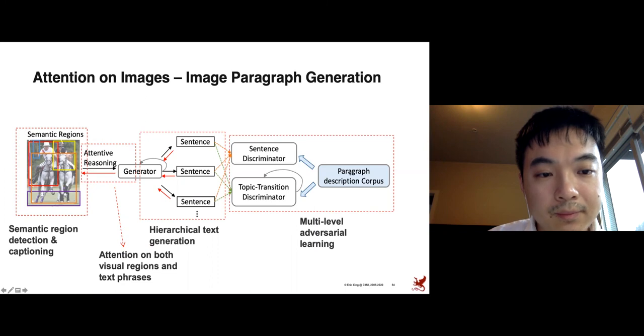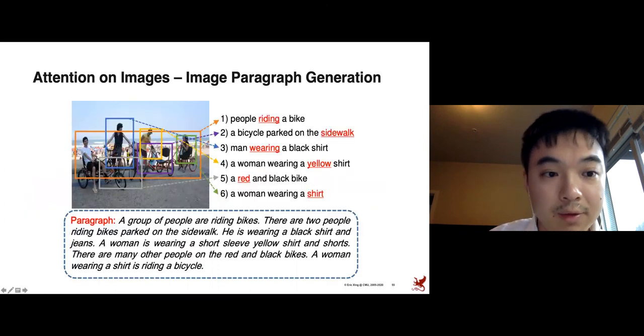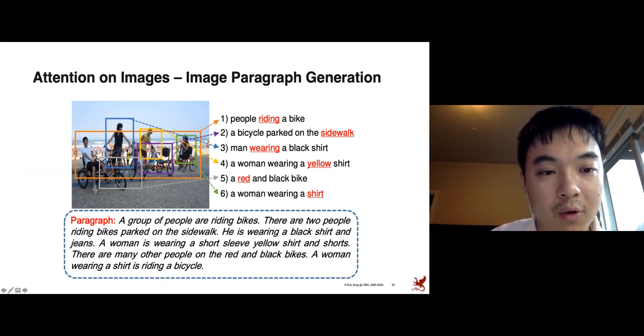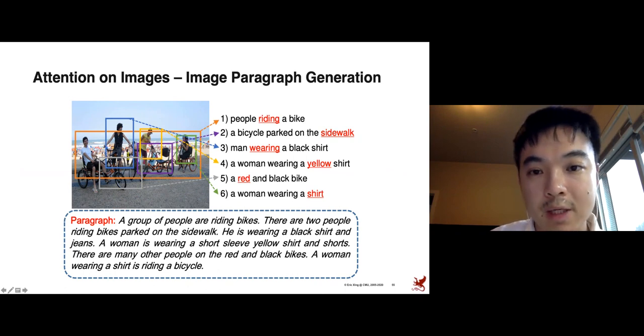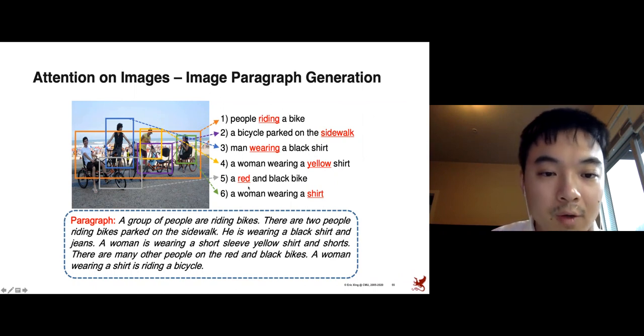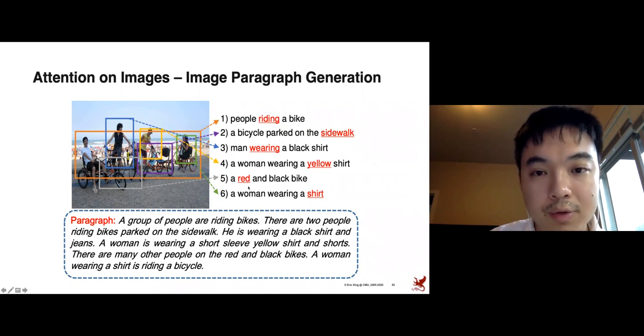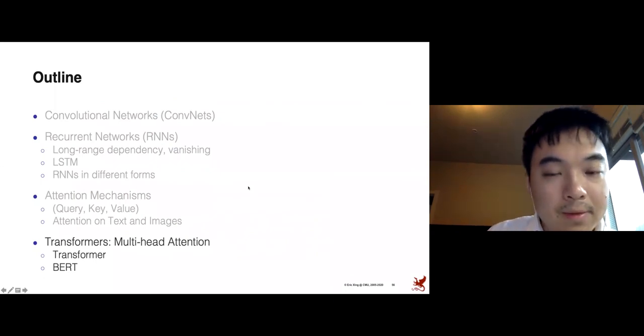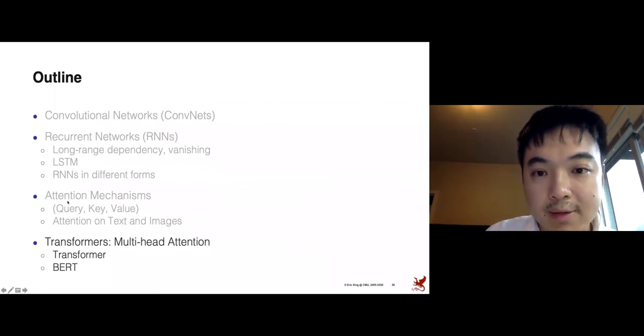So here is an example. With this image, we find these bounding boxes, and then for each bounding box we generate a local phrase like people riding a bike, which corresponds to the whole region here. And then with co-attention to the image and the phrases, we generate the paragraph, like a group of people are riding bikes, which essentially corresponds to this bounding box and this phrase. So this is image paragraph generation as a particular example of attention. Okay, so having seen the attention mechanisms.